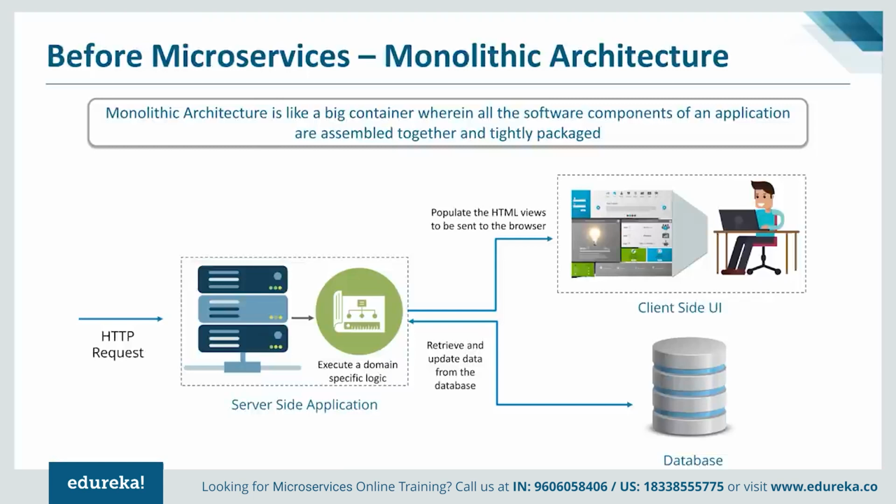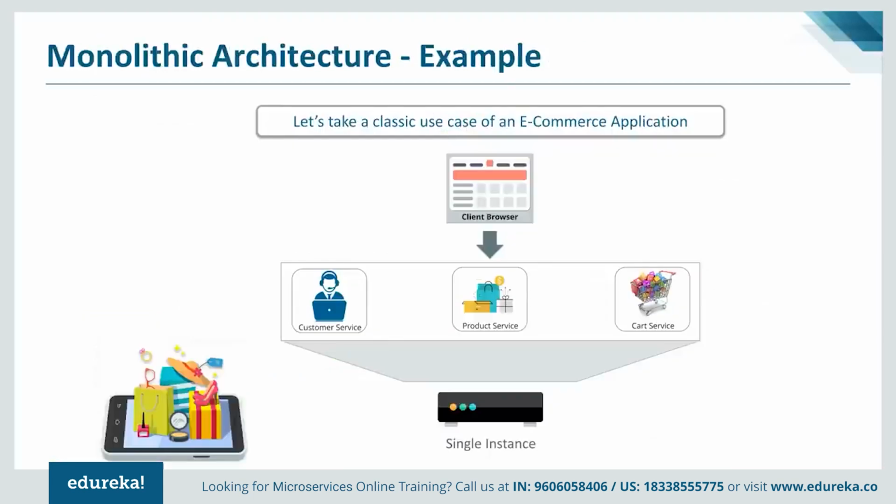Let me just move forward. Let us discuss a classic example of an e-commerce website like Amazon or Flipkart. Everyone visits these websites quite often, so that's a perfect example to explain. Let's understand what monolithic architecture exactly means with this example. As you see, in a basic e-commerce application, we have a customer service, product service and cart service, which a customer can access through their browser, right?